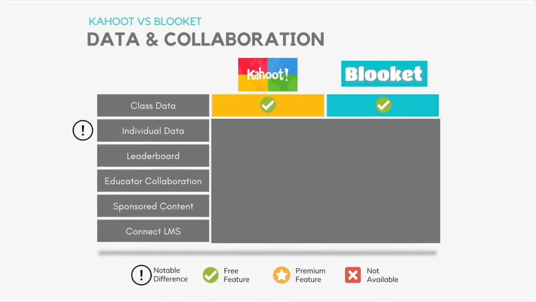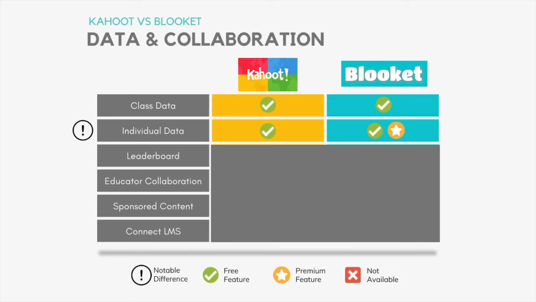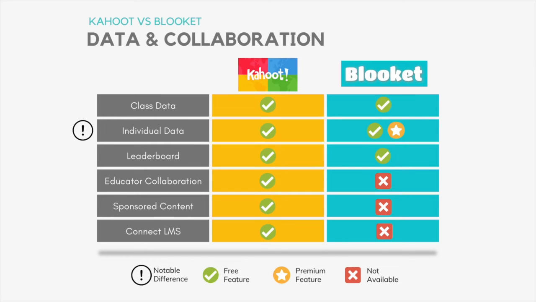For data and collaboration, you can get class data for free with both. For individual data, this is definitely a notable difference. Kahoot will give you more specific individual data after they've played the game. Blooket will give you individual data, but it is a premium feature to give you even more specifics. On Kahoot and Blooket, there is a leaderboard. And then for these last three, only Kahoot has them as free features, whereas Blooket does not have them available.